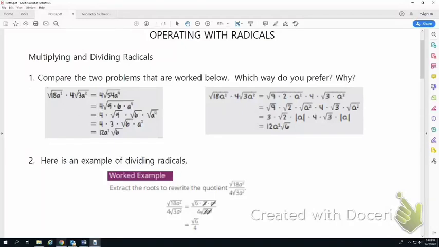So looking here, it gives you a couple different options on how to do this. I'm going to tell you right now, this first one is the way I'm going to work them out, as opposed to this one.